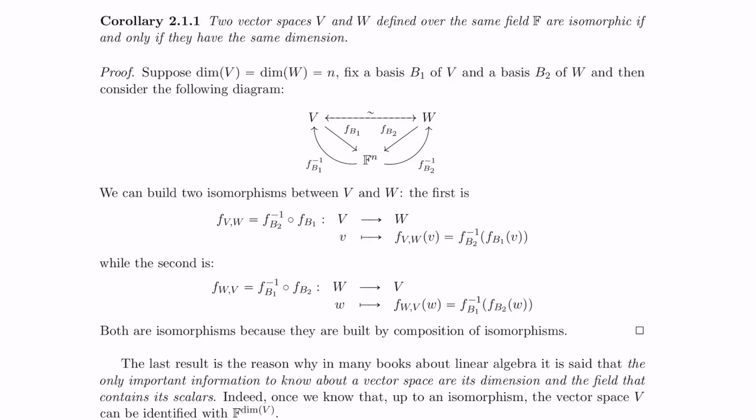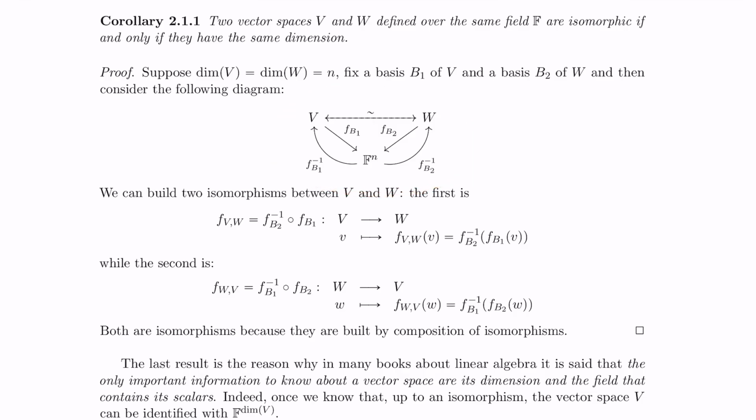We can now use the concepts of composition and inversion of a function that we have just recalled in order to prove this result here. Consider two vector spaces V and W defined over the same field F, then they are isomorphic if and only if they have the same dimension. Suppose that the common dimension of V and W is n, fix a basis B1 of V and B2 of W. Then we can draw this diagram here.